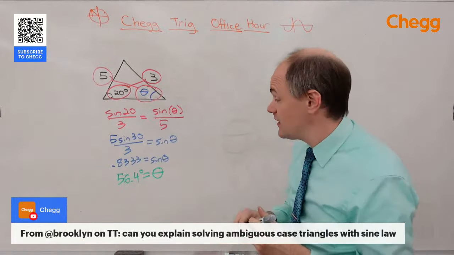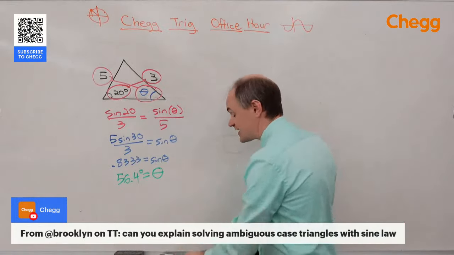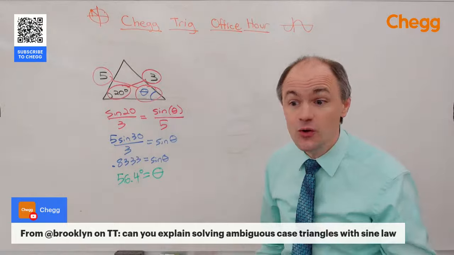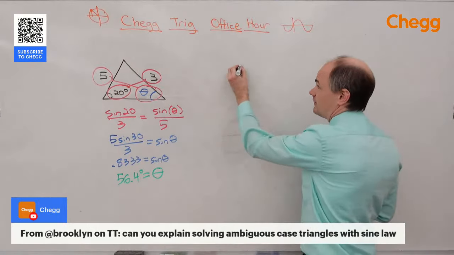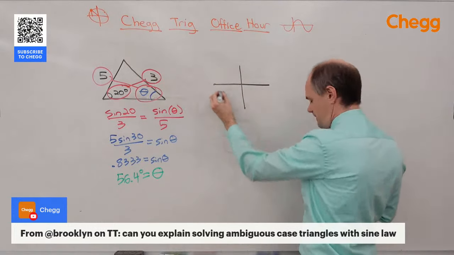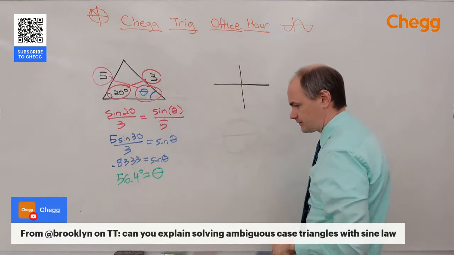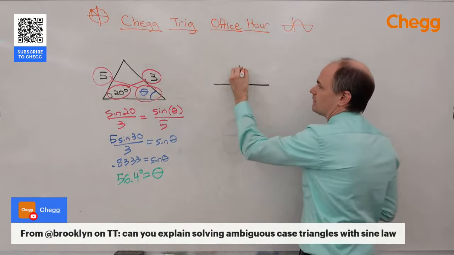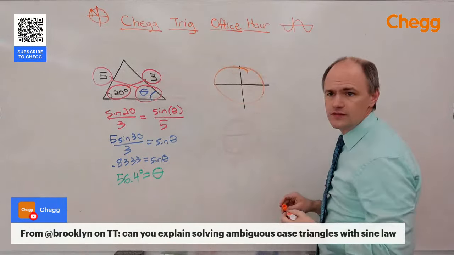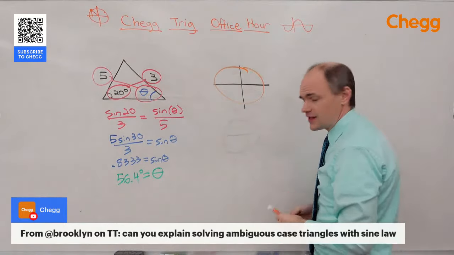No, we're not. This is where the ambiguous case comes in, and it actually goes back again to the unit circle. Everything's related to the unit circle in trigonometry. Back on the unit circle. Grab an orange here. Does that orange show up? That's not that good.